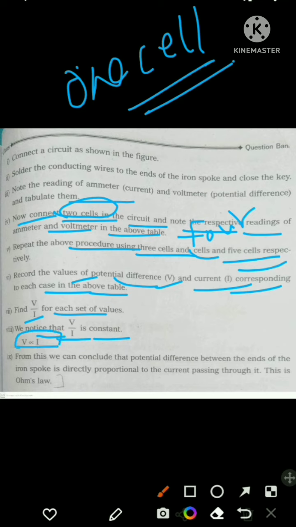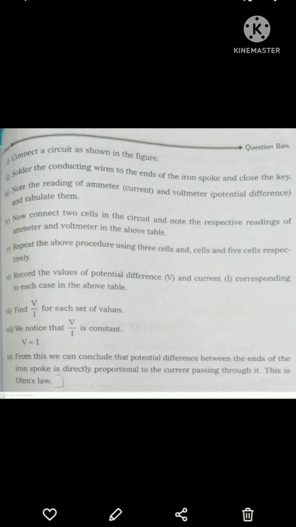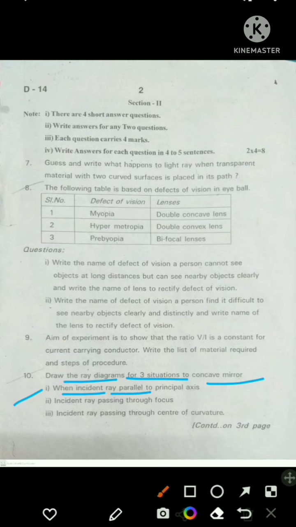Find out V by I for each of these values, and we notice that V by I is a constant. Constant means it is a fixed value, so we can say V is directly proportional to I. The potential difference between the ends of the iron spoke is directly proportional to the current passing through it. This is called Ohm's law.